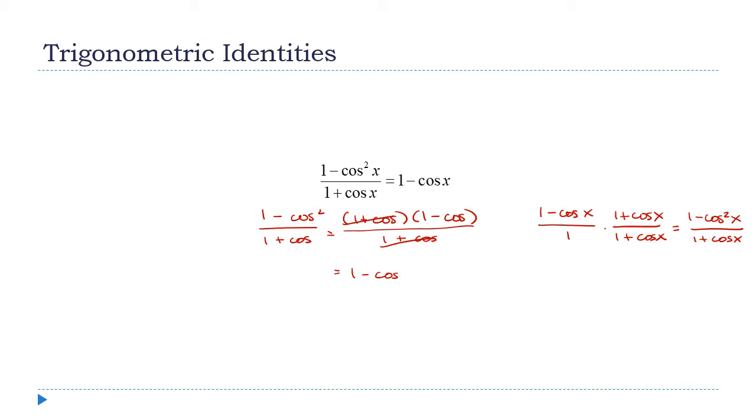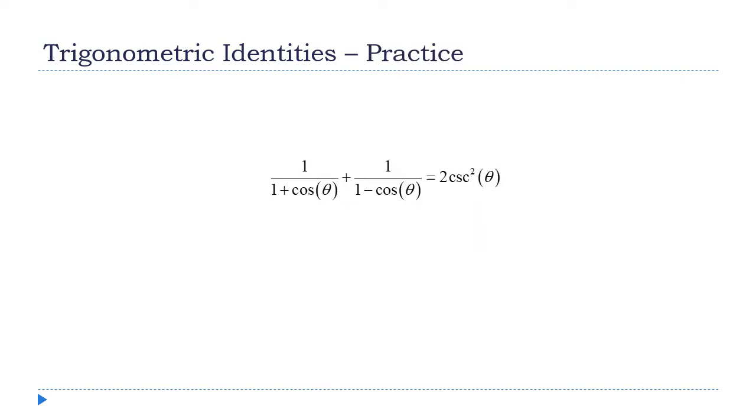Again, I saw the left-hand side first. I saw that 1 plus cosine on the bottom and said, I bet that's going to be a factor, and it'll cancel out. But if you see the other side, that's fine too. Works either way. So this one is a little bigger. It's a little more complicated.